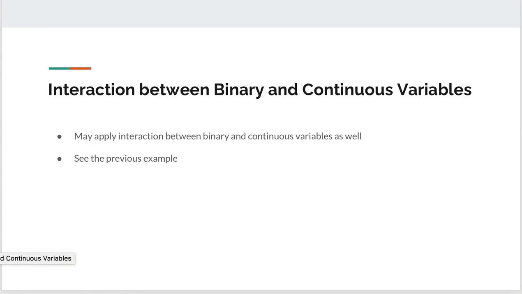Then we can also apply the interaction between binary and continuous variables in the linear regression model. The way to run it is going to be very similar to the interaction between binary variables.